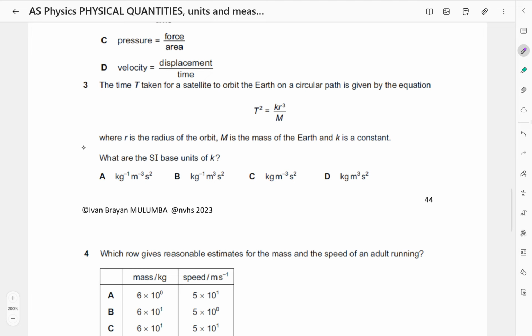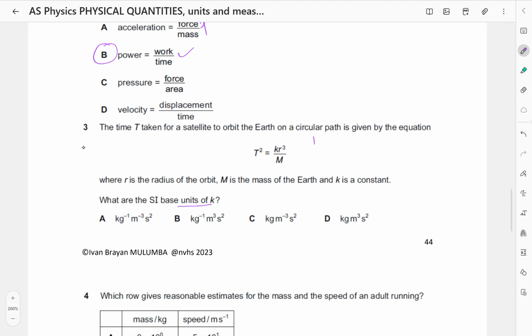Where r is the radius of the orbit, m is the mass of the Earth, and k is a constant. What are the SI base units of k? So I make k the subject. k is equal to T squared M divided by r cubed.